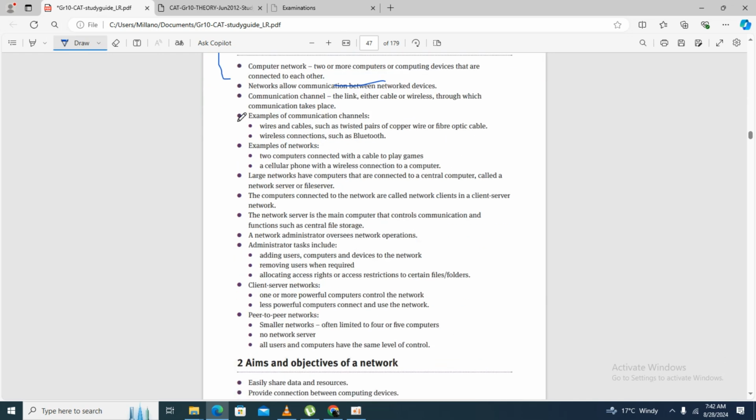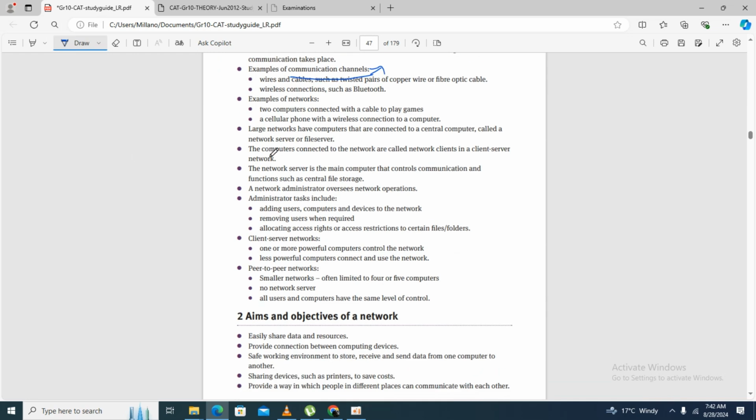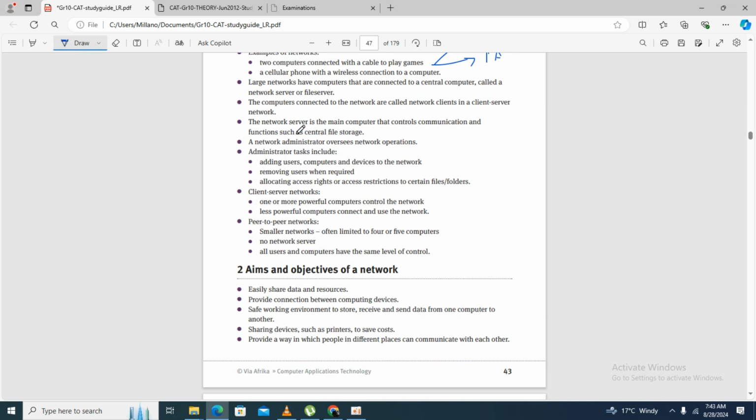Then you must know the communication channels. These refer to the wires which are used to connect the computing devices, and we sometimes call them network media. Don't let that confuse you. Examples of networks, there are so many. There's LAN, which is local area network. There's PAN, which is personal area network, which you still do in grade 10. And then there's WAN, which is wide area network.